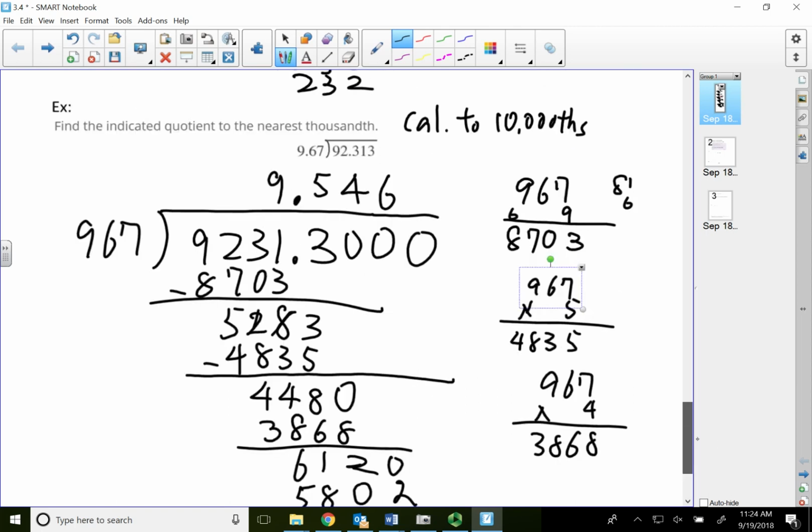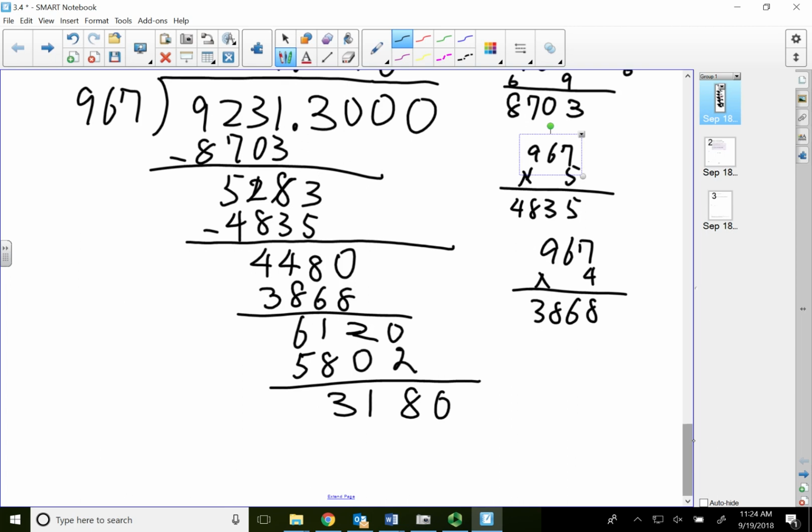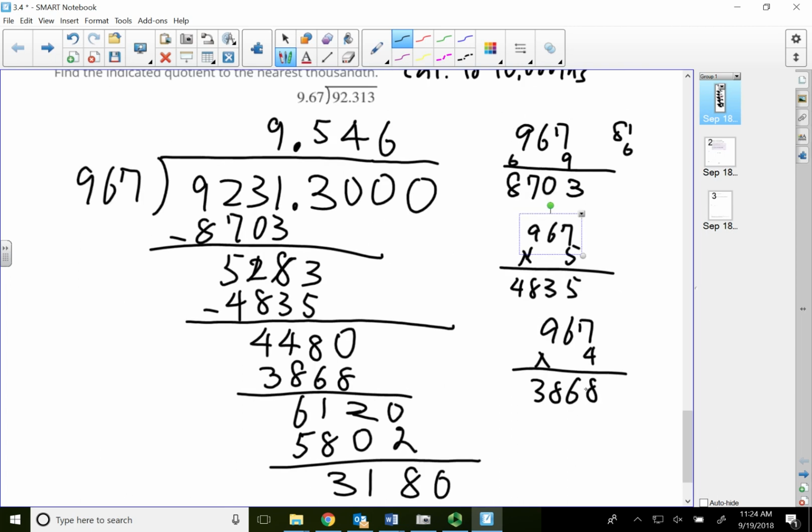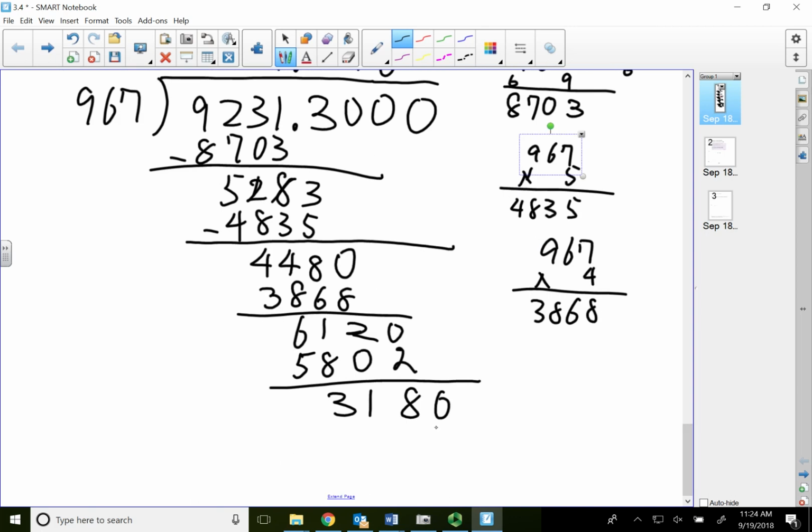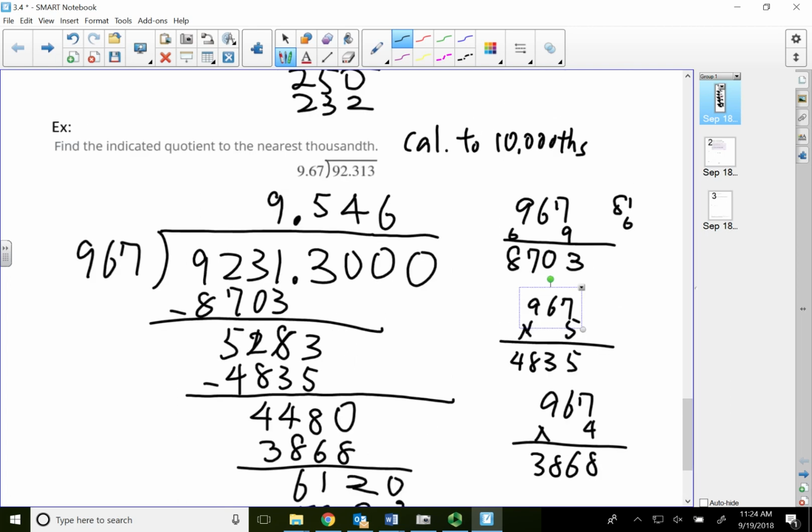So this is 3180. So far, when I work down to 4, that's already 3868. So I've got to use about 3 times. So this 3 will make my thousandths place stay the same. So my answer has to be 9.546, because the 3 made my thousandths place stay the same.